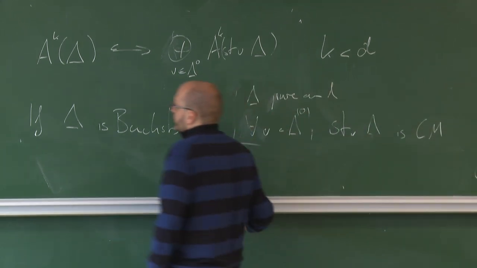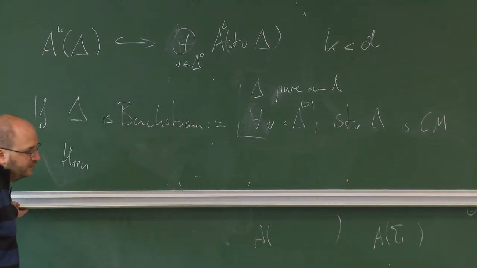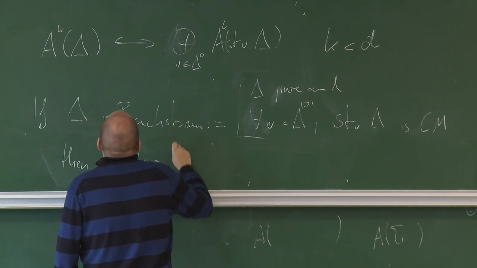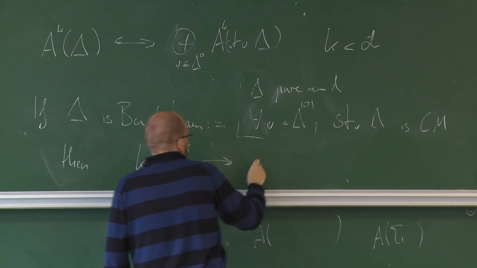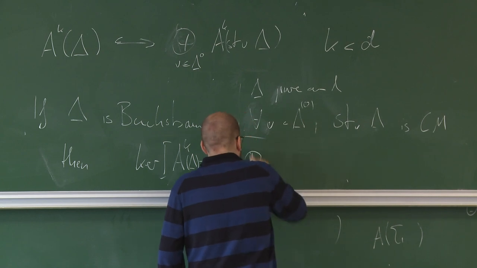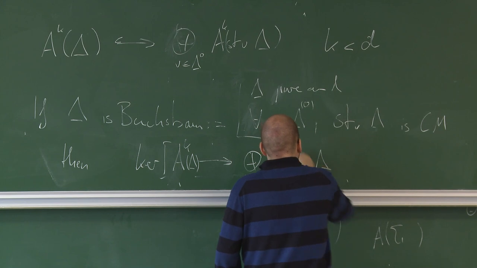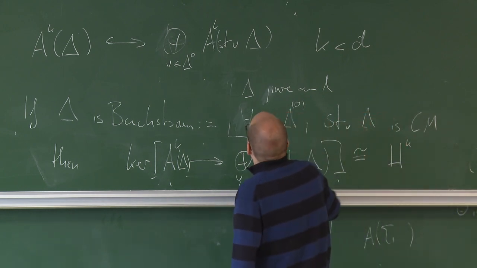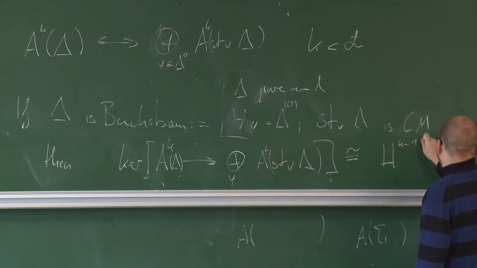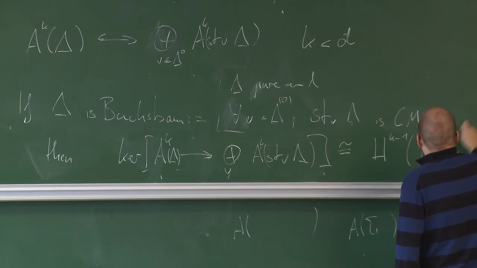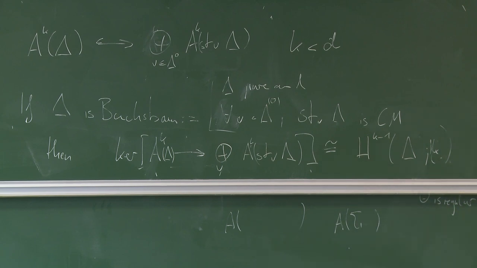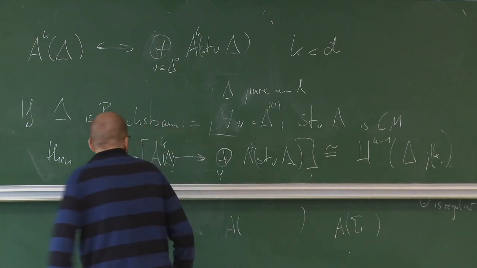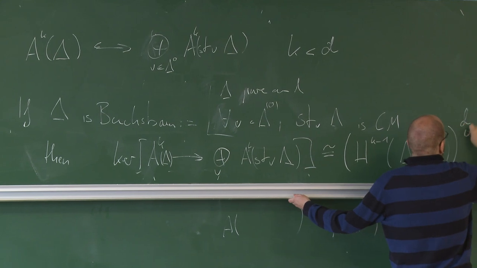Then I can say something finer. I can look at the kernel of this map, the kernel of A_k of delta to the direct sum over the vertices of A of the star of the vertex in delta. And this is isomorphic to the cohomology in degree k minus 1 with k coefficients of delta. And because of the Koszul complex, once I go to homogeneity degree zero, I will have some powers coming from the Koszul complex, and this will be exactly the d choose k-th power of this vector space.